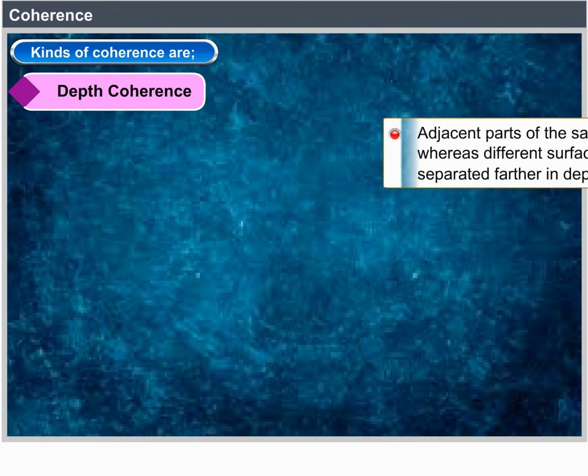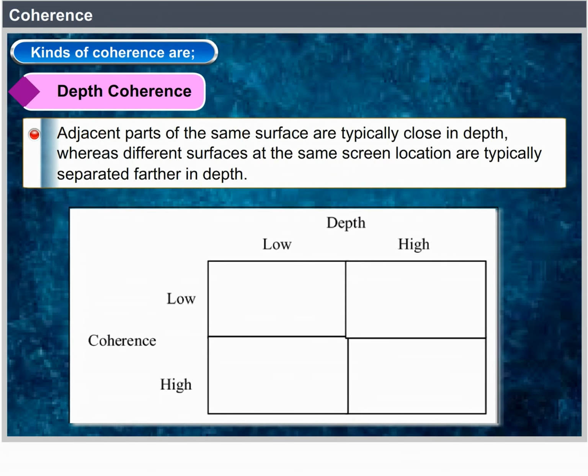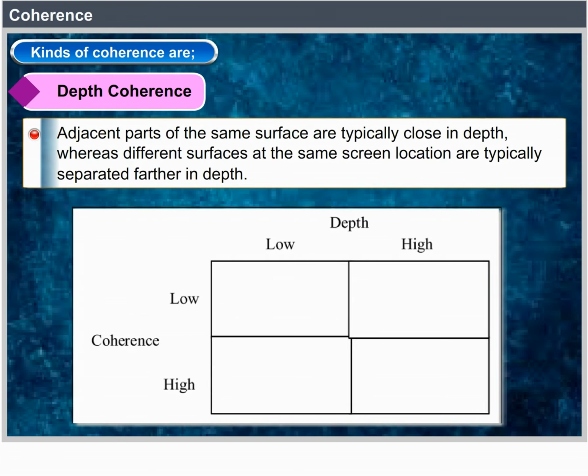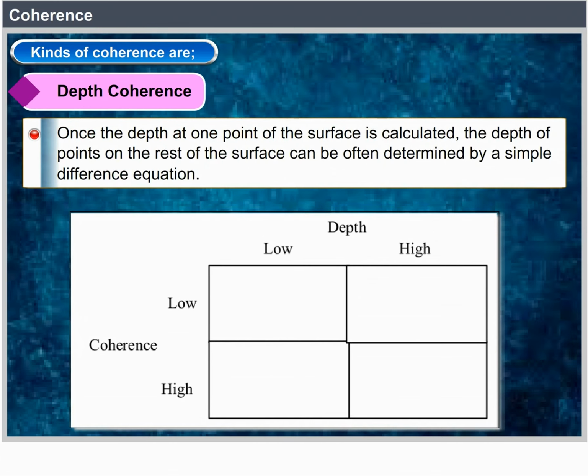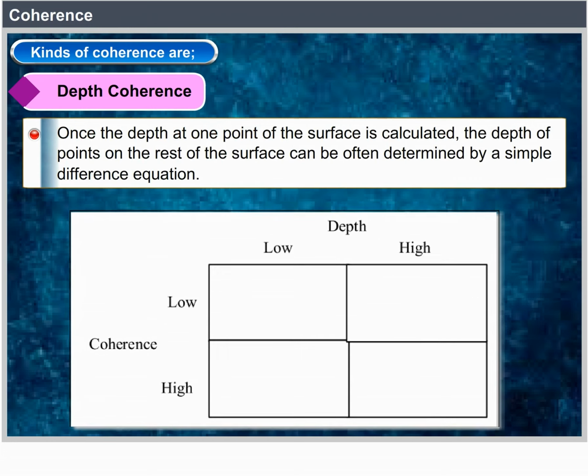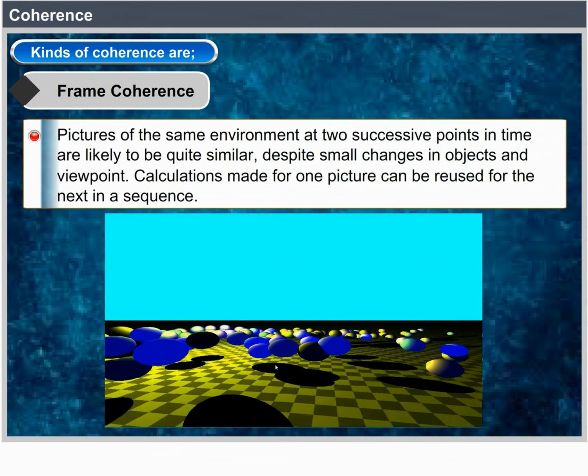Depth coherence. Adjacent parts of the same surface are typically close in depth, whereas different surfaces at the same screen location are typically separated farther in depth. Once the depth at one point of the surface is calculated, the depth of points on the rest of the surface can often be determined by a simple difference equation. Frame coherence. Pictures of the same environment at two successive points in time are likely to be quite similar despite small changes in objects and viewpoint. Calculations made for one picture can be reused for the next in a sequence.